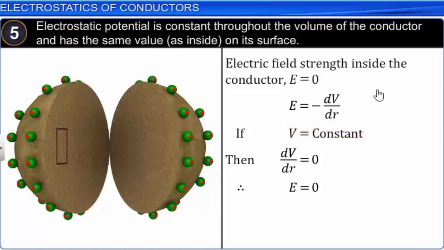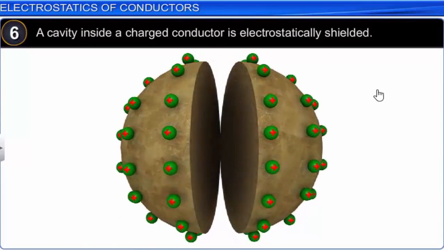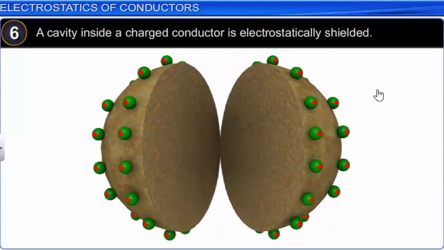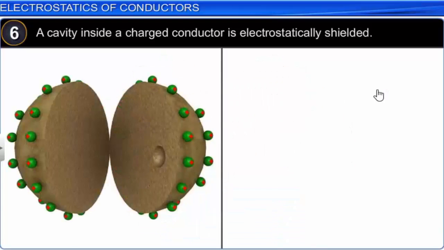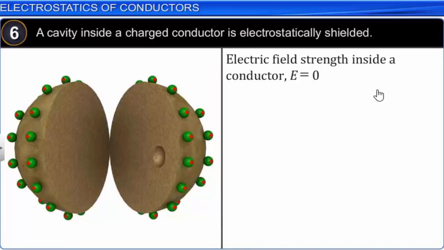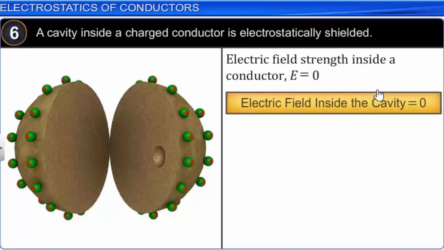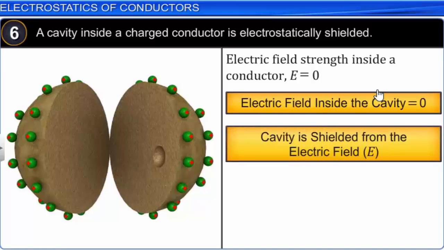6. A cavity inside a charged conductor is electrostatically shielded. We know that the electric field strength inside a charged conductor is 0. Hence, irrespective of the charge and the electric field configuration outside the conductor, the electric field in the cavity inside the conductor is 0, and the cavity will remain shielded from the electric field. This is called electrostatic shielding.